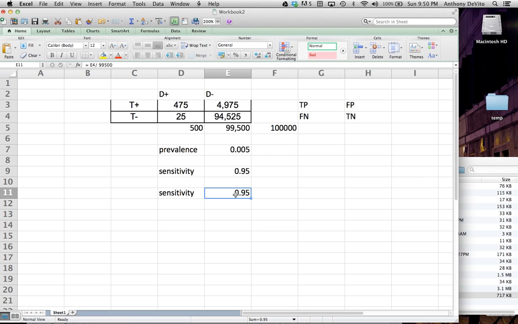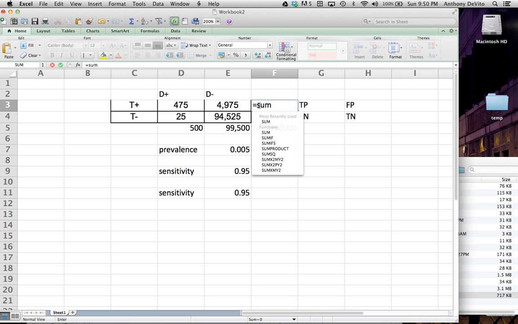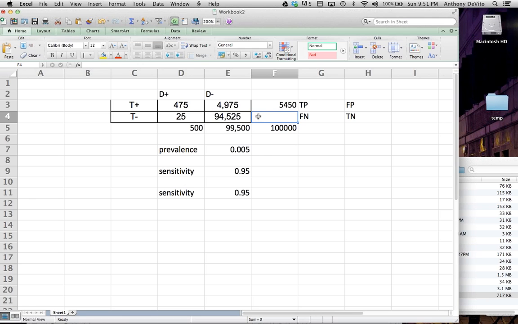Okay, so we're pretty encouraged, right? 95% accurate at identifying people that don't have the disease, and 95% accurate at identifying people that do. Well, let's take a look at how many positive tests we got altogether. The total number of positive tests out of 100,000 people was 5,450 people. The total number of negative tests is equal to the sum of the false negatives and the true negatives. Okay, so there are our test results.